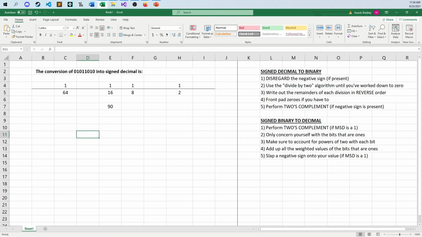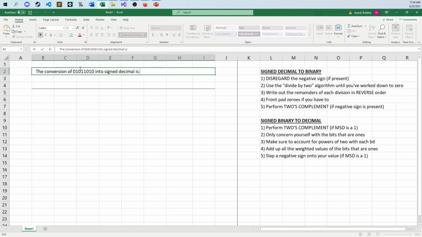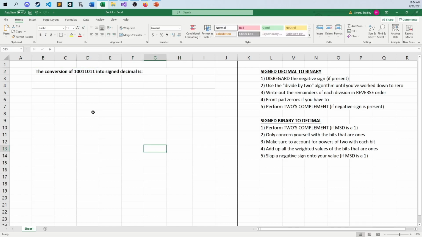So let's take a look at the last one here, and that one is turning this value, 1 0 0 1 1 0 1 1. Okay, so there's our value. Now when I'm looking at this, I see that the first bit, the most significant bit, is a 1. So I'm going to perform 2's complement right now, right off the bat, so I can turn this negative value into a positive one.